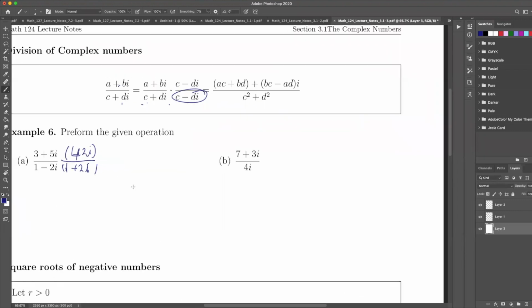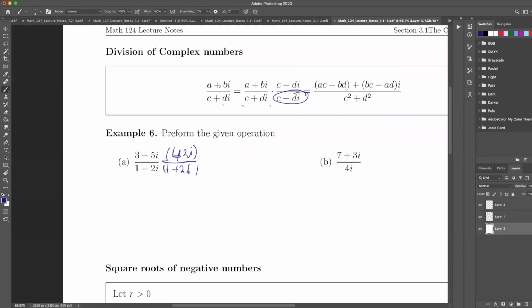Let me zoom in so my handwriting is a little bit better. On the bottom, if I multiply by the conjugate, I'm always going to get a squared plus b squared. So this is going to become 1 squared plus 2 squared. Now, can you do this longhand? Sure, you'll get the same answer. Now, what's on top? We'll have 3 times 1, which gives me 3. 3 times 2i gives me 6i. 5i times 1 gives me 5i. 5i times 2i gives me plus 10i squared.